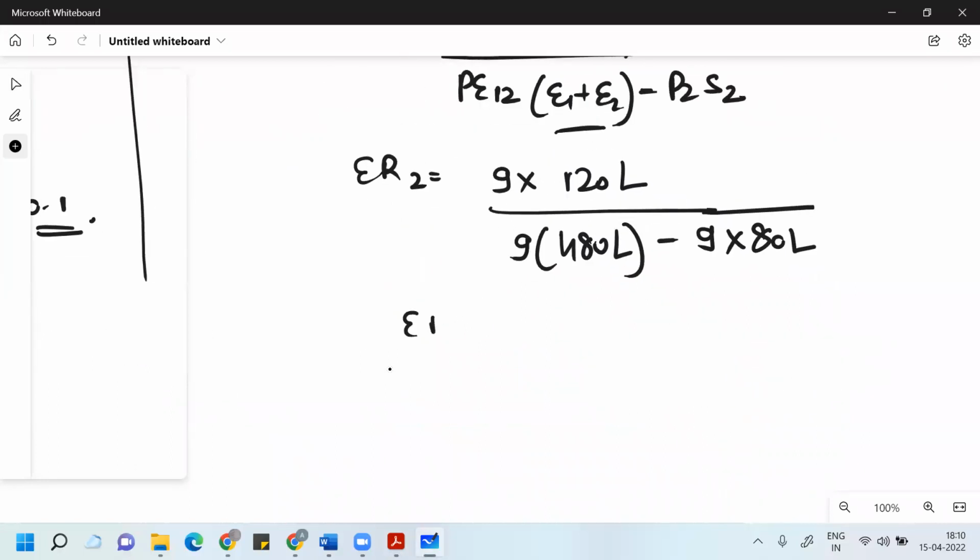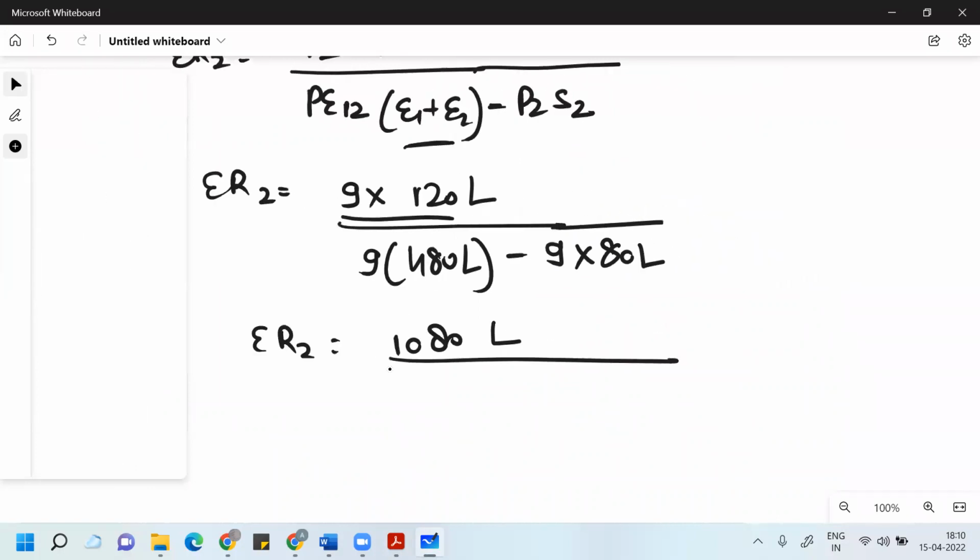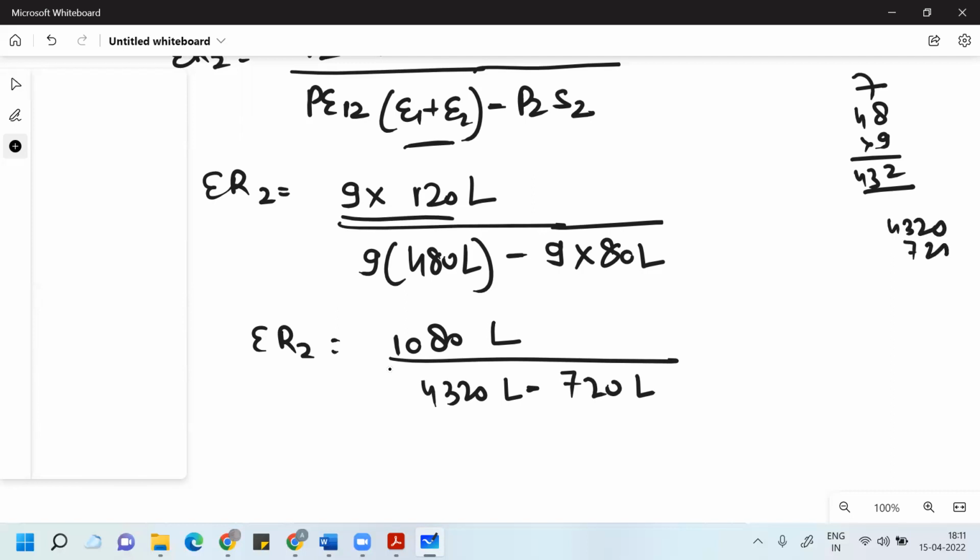Now, if you solve this, this will be 12 nines are 108, lakh. 48 nines are 72, 9 fours are 36 plus 7, 36 plus 7 is 43, so 432. 4320 minus, this is 720 lakh. 4320 minus 720, this is 3600.